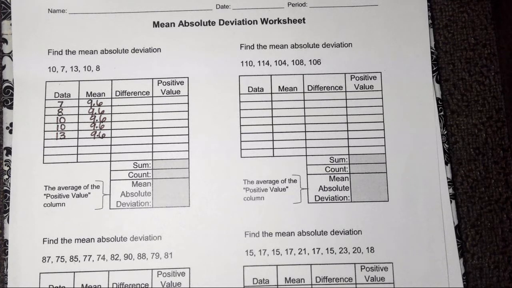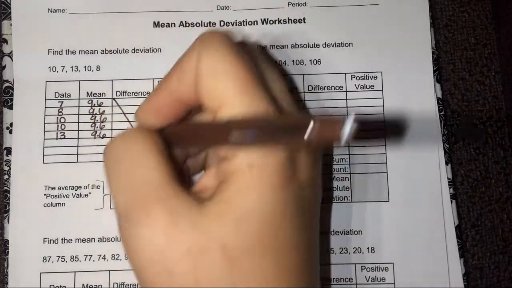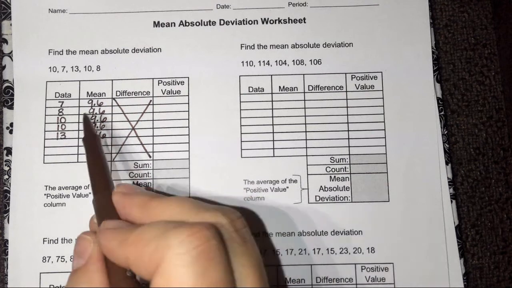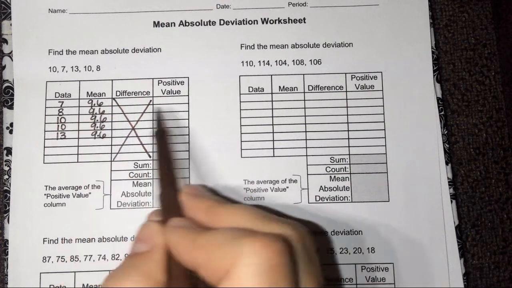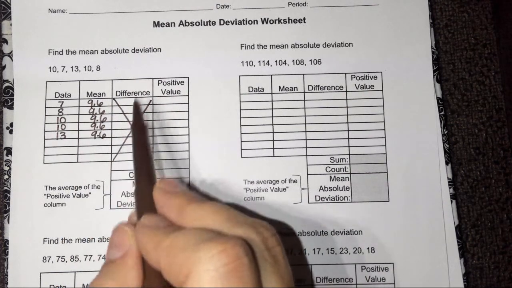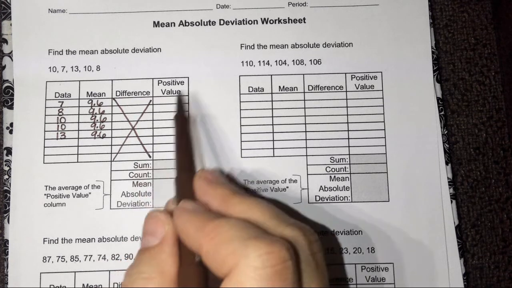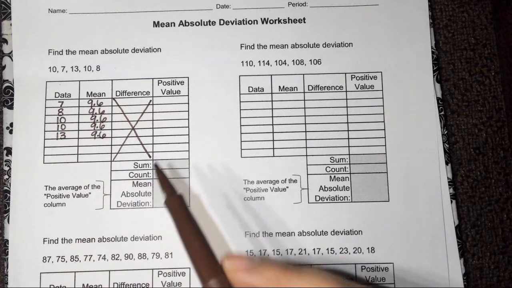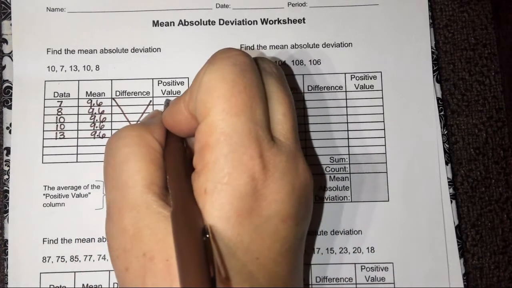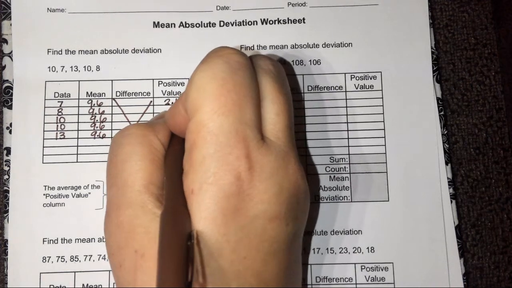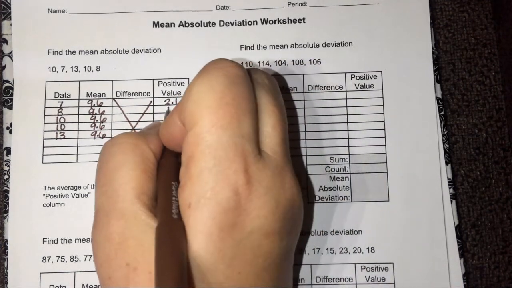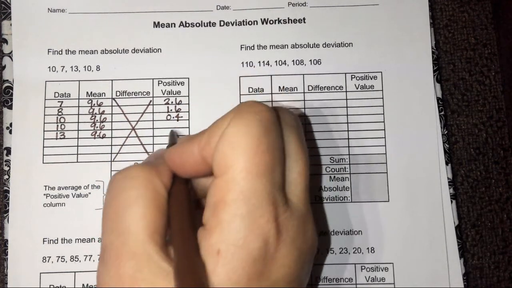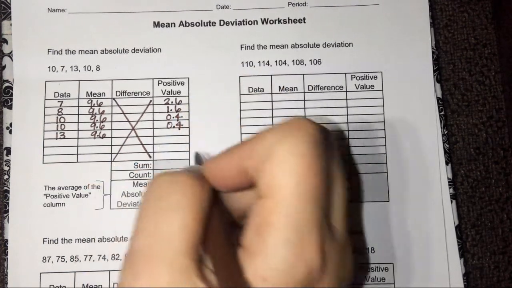Now, I want you to X out this column because we talked a minute ago about absolute value and distance. So we know that my distance has got to be positive. So we're not even going to bother if it's a negative number. If it's negative, we're going to go ahead and automatically make it positive. So how far is 7 from 9.6? 0.6. Okay. What about 8? 1.6. Very good. What about 10? 0.4. And we've got 2 of those. What about 13?